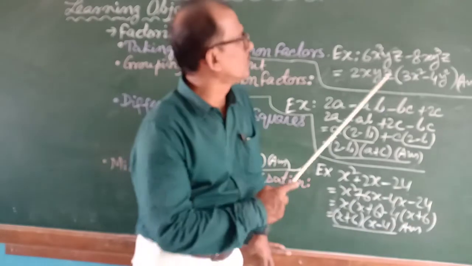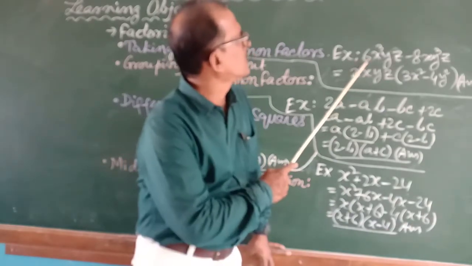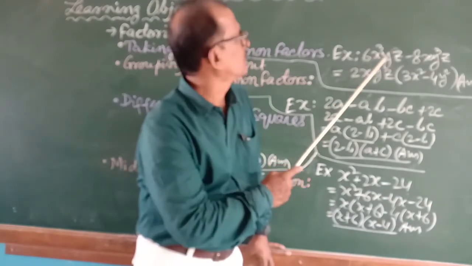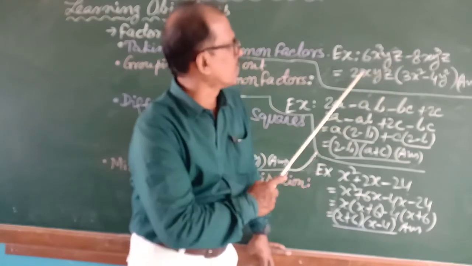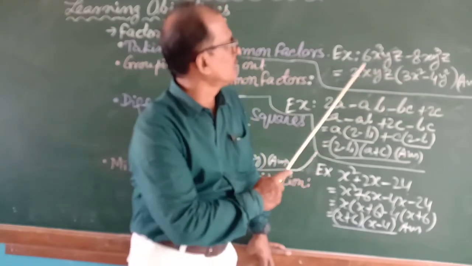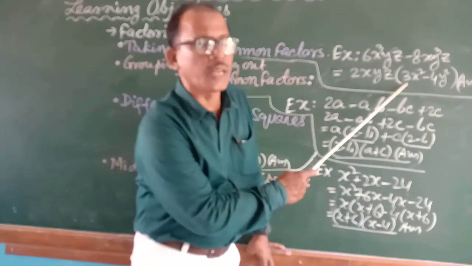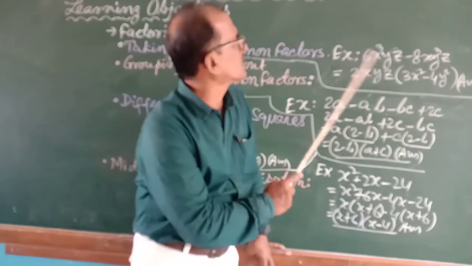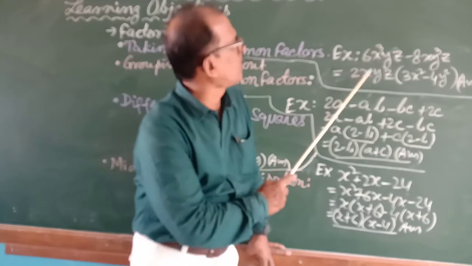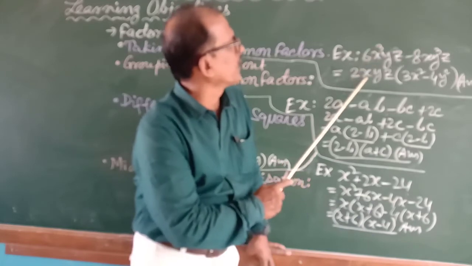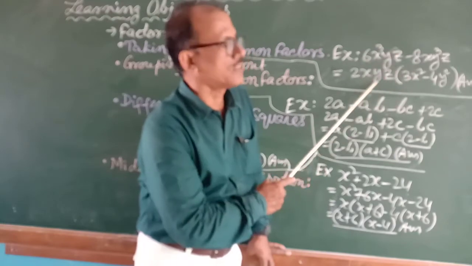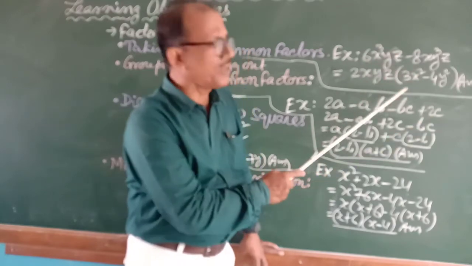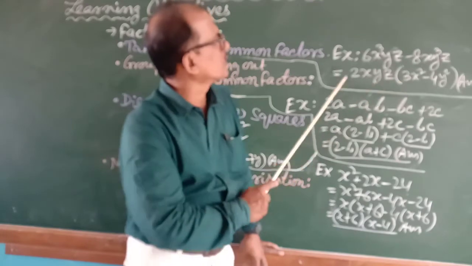For the remaining factor, you are supposed to divide 6x cube yz by 2xyz. What will be there? 2 times 3 is 6. See, after taking out 2, what is left? 3, because 3 twos are 6. Now, after taking out x from here, what is remaining? x square. And yz you have already taken, so yz will not be there. Now, you can conversely check it, 3 twos are 6.